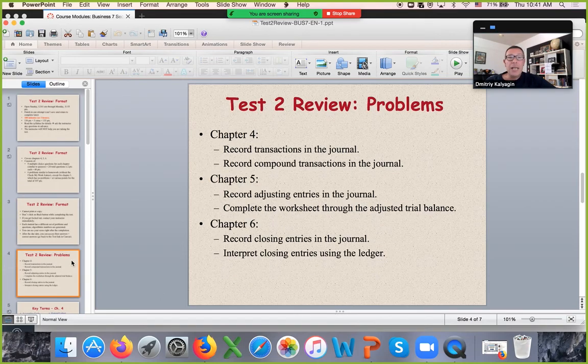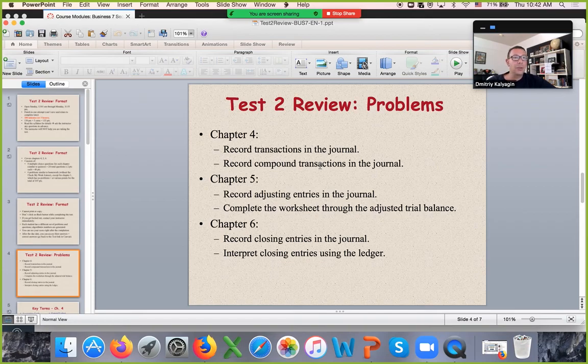Okay, so types of problems to expect. In chapter 4, you're going to have journalizing transactions, and you're also going to journalize compound transactions. In chapter 4, we also studied the ledger, but I'm not going to ask you to post to the ledger because it's time consuming and kind of repetitive. I might ask you multiple choice questions about the ledger, but I will not ask you to do it as a separate problem. Also, we talked about correcting entries in chapter 4.